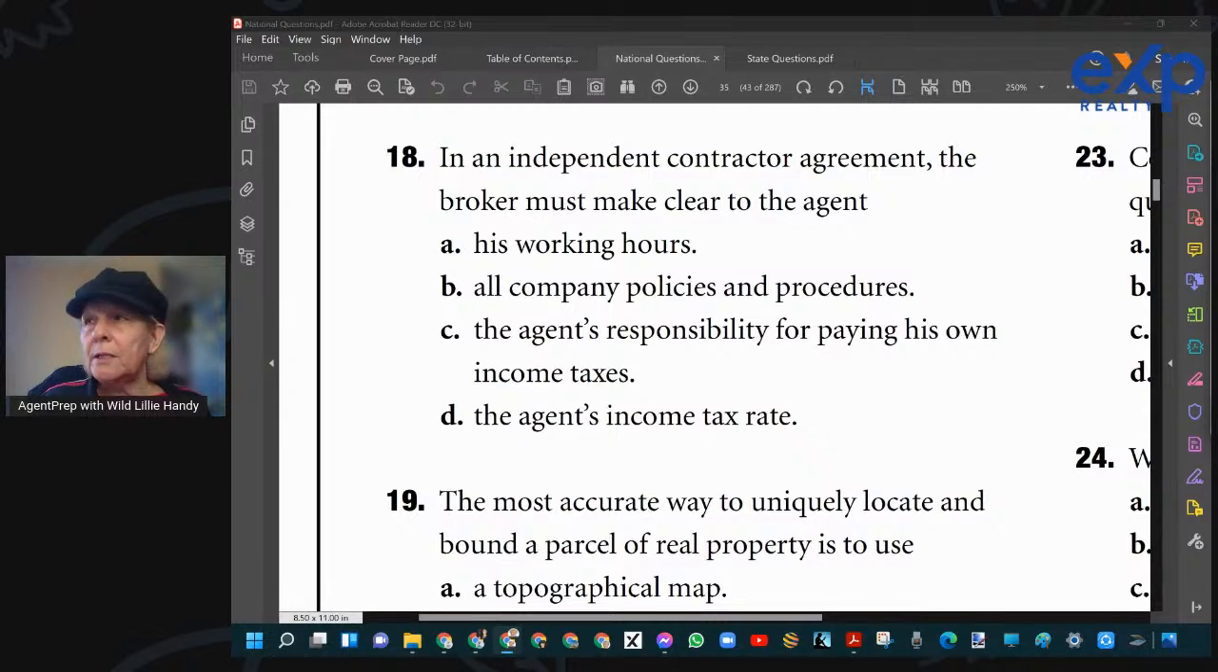Sammy, I would rethink it, okay? B is not it. We're all going to get procedures and policies. However, what is critical to understand and know as an independent contractor?